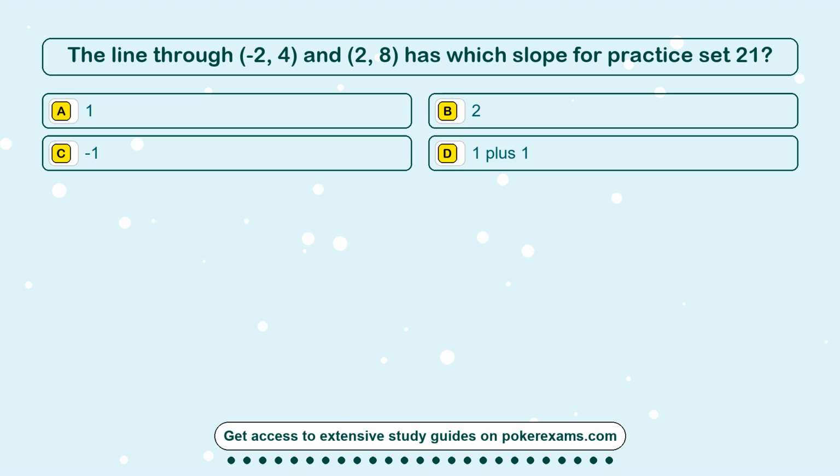Question 13. The line through (-2, 4) and (2, 8) has which slope for practice set 21? Option A, 1. Option B, 2. Option C, -1. Option D, 1 plus 1.